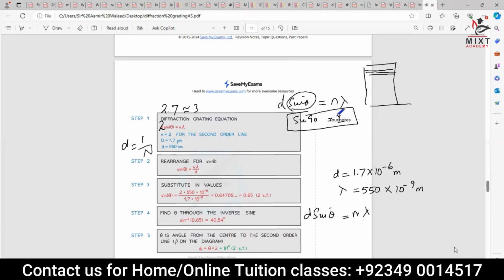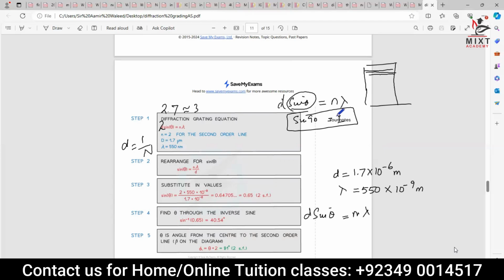Yes, Alicia and Mahnur, any problem in this numerical? I got 40.3. Then you have to multiply by 2, so it should be 80. I got 81. So Alicia, you got a different angle. Check it out why your calculator gives you a different value.